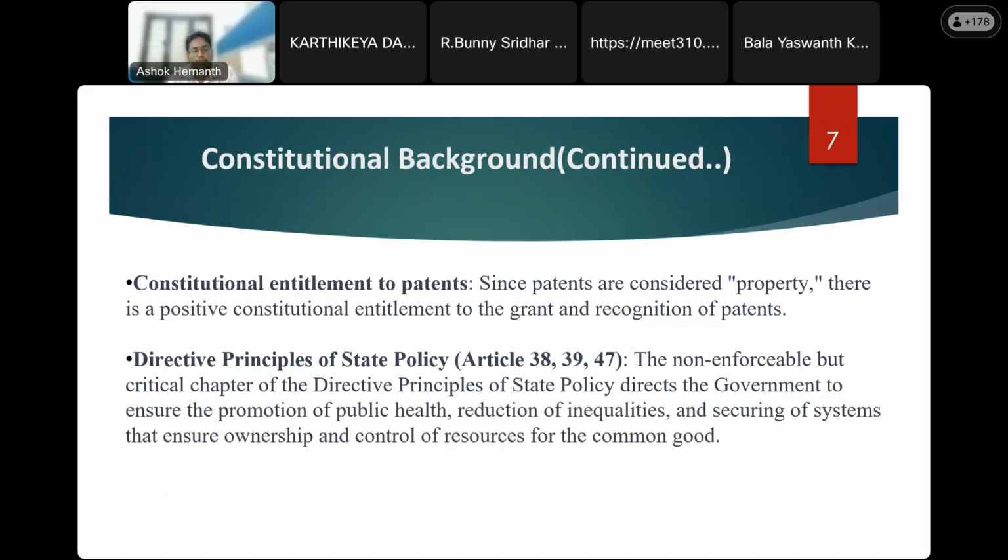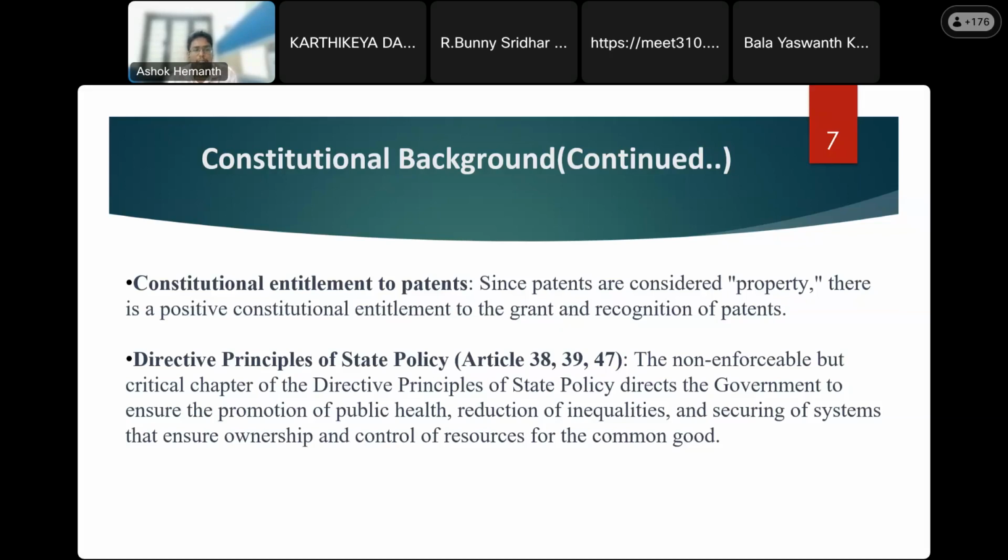And also in our Constitution, we have the DPSP, Directive Principles of State Policy, which is actually non-enforceable. For example, the DPSP says you should promote public health and reduction of inequalities, and all these things are discussed in the Constitution. But it is non-enforceable. In India, nobody can file a case that the government is not promoting public health or reducing inequalities. You cannot go to court and challenge. That's the reason these are non-enforceable.